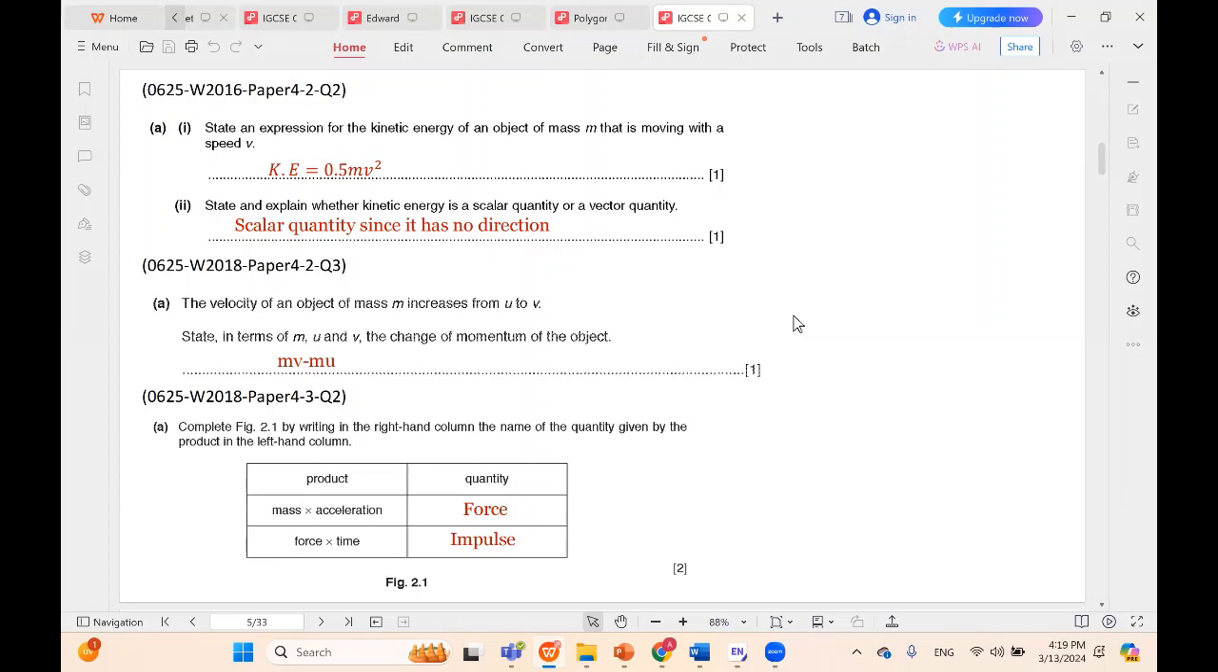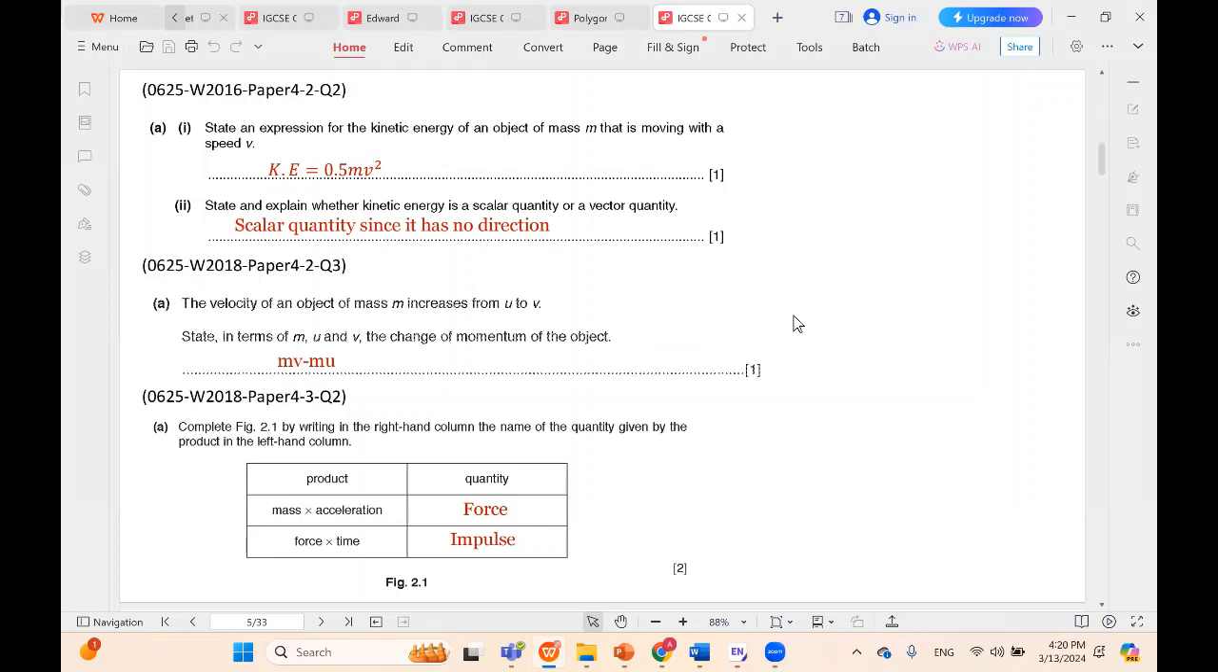The velocity of an object of mass m increases from u to v. State in terms of m, u and v the change of momentum of the object. So the momentum of an object is mass times velocity. So final momentum would be mass times final velocity. Initial momentum would be mass times initial velocity. Therefore, the change in momentum would simply be final minus initial. That's why we have mv minus mu as the impulse or the change in momentum of the object.